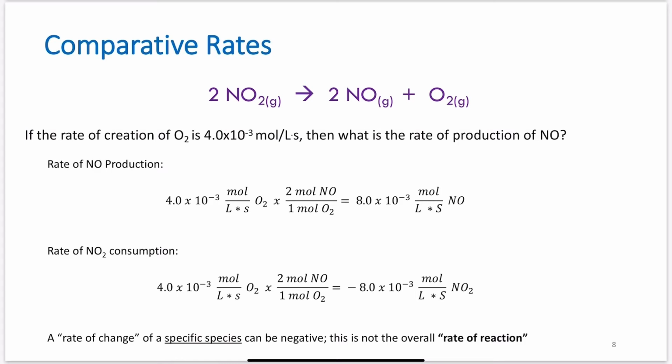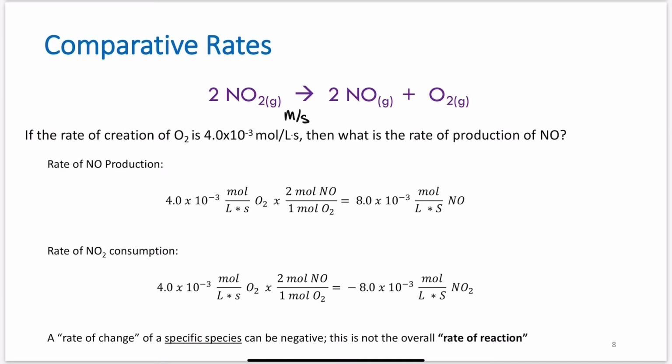So, what about comparative rates? What do I mean by comparative rates? I mean, if I'm comparing the rate of production of one product to the rate of production of another product, or the rate of production of a product to the rate of consumption of a reactant, the rate of consumption of a reactant to a product, etc. That is my comparative rate. I am comparing 2 different species, whether they be consumed or produced. So, if the rate of creation of O2 is 4 times 10 to the negative third moles per liter second, again, that's the same as saying molar seconds, then what is the rate of production of NO?